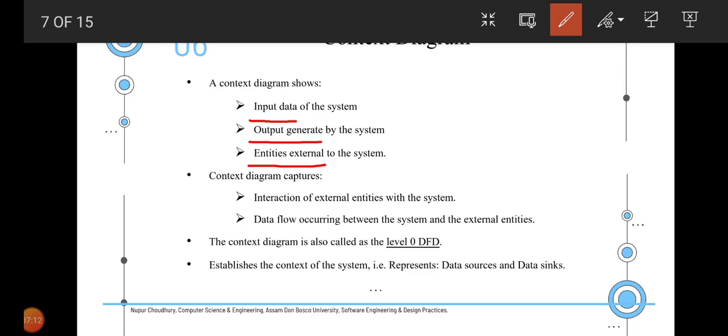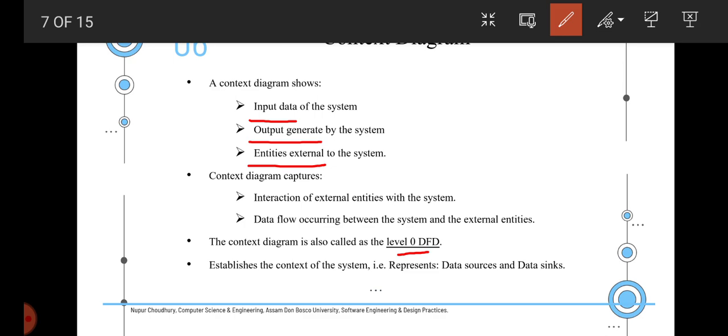So we have to understand that whatever is represented in a context level diagram is like a black box view of the system, where the external entity or the user is represented, and also the input and output which is generated by the processes is represented. The context level diagram is also called the level 0 diagram because it is the first level of hierarchy of the entire system. It establishes context of the system, that is, it represents data stores and data sinks.